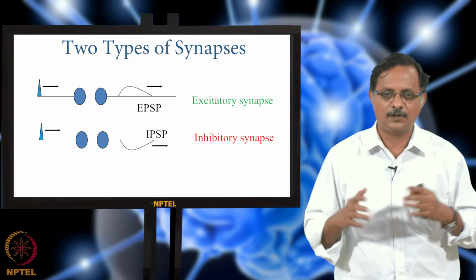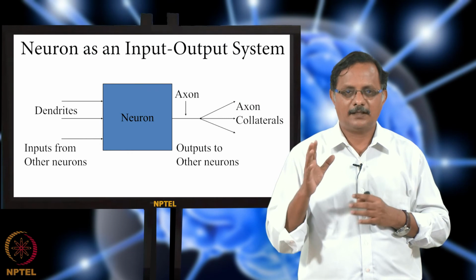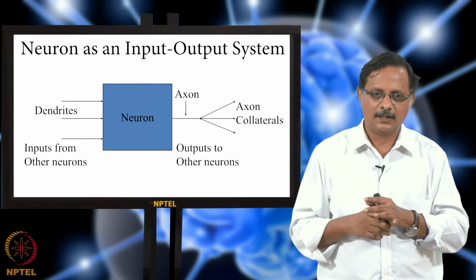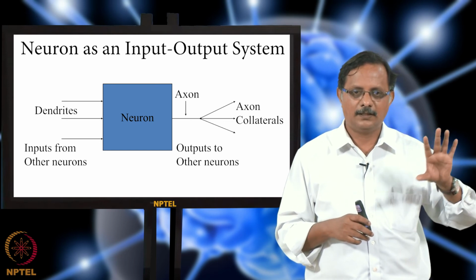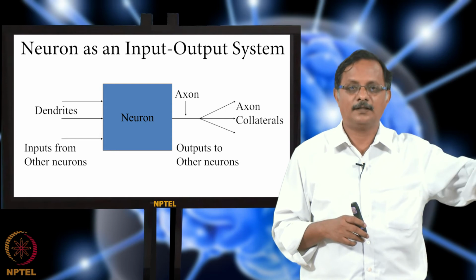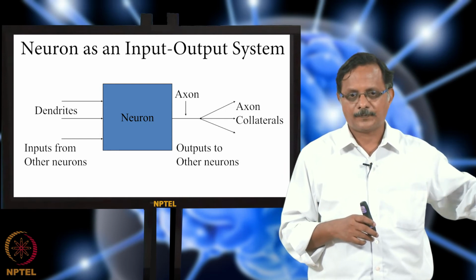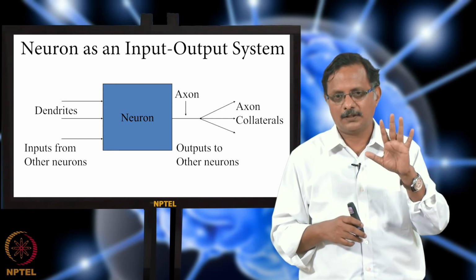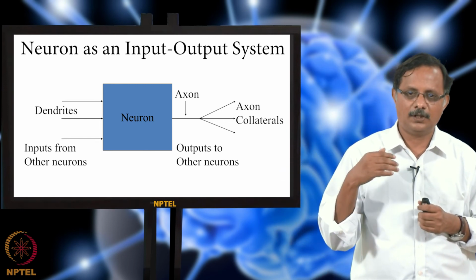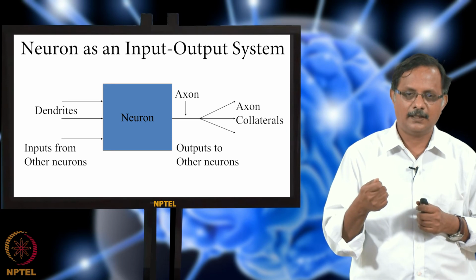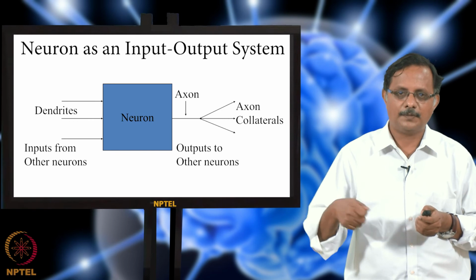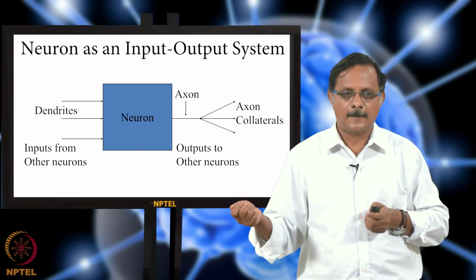So, now if you want to summarize this, we said the neuron is like an input output system. The neuron soma is like a black box, which receives input from dendrites in the form of PSPs, which are generated at the level of synapses, and all these PSPs propagate towards the soma, and at the level of the soma you have the action potential generated, which then propagates down the axon to the axon collaterals, and at the synapse it jumps to the other neuron.